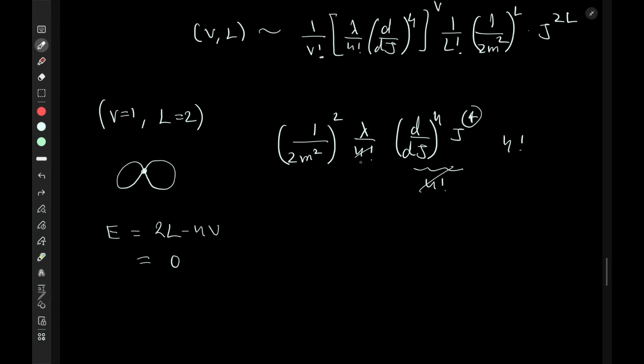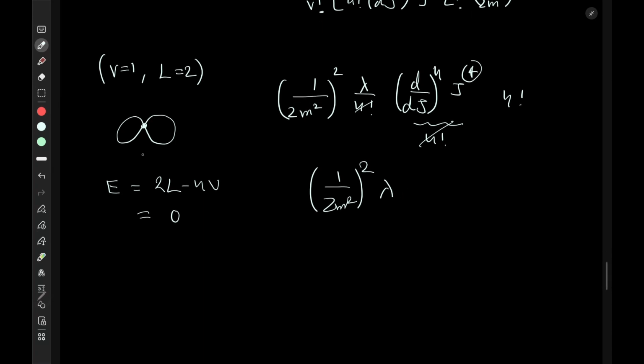Also, the answer here is 1 over 2m square, whole square, lambda. There is no j and there is no factorial. Okay, from the Feynman rules we can see there is one vertex, so there will be a lambda, and we can see there are 2 lines, and for every line there should be a 1 over 2m square. So there will be a square of 1 over 2m square, and this is the same as this. So again we are done.